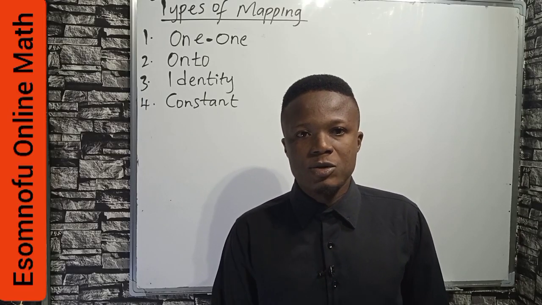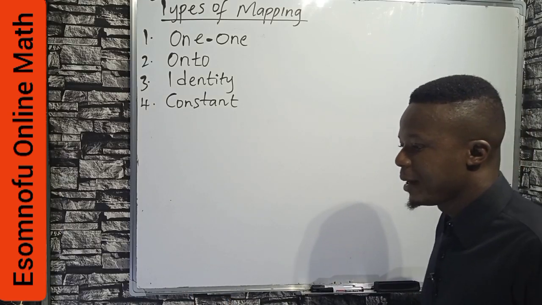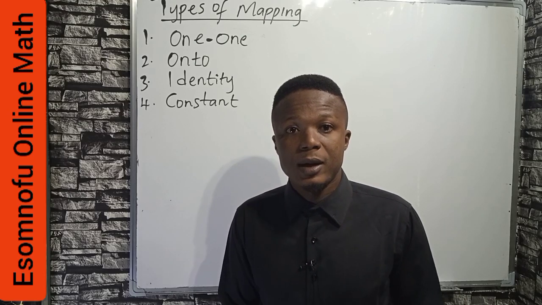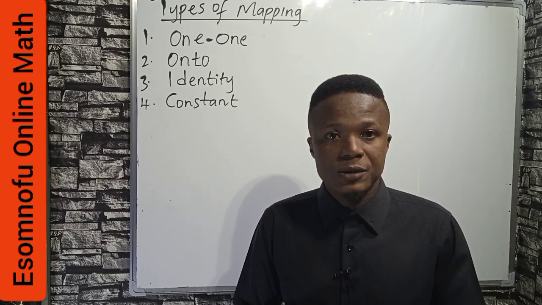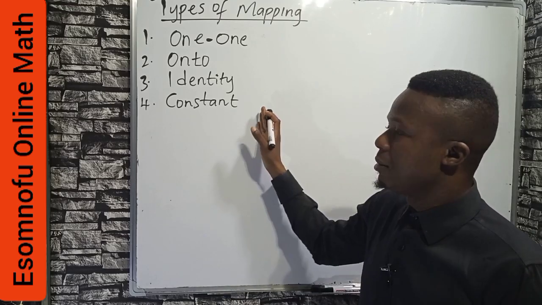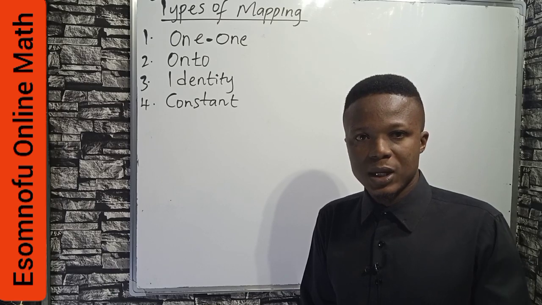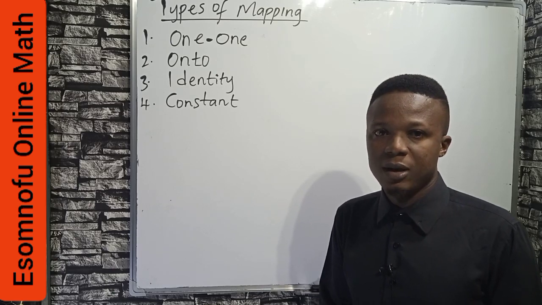In this video, we shall continue with our work on mapping. We've dealt with the meaning of mapping and everything that concerns mapping, and here we are to discuss the types of mapping. Obviously, there are up to 5 types of mapping, but I'm discussing 4 in this video so that in subsequent videos, we shall deal with other categories of mapping.